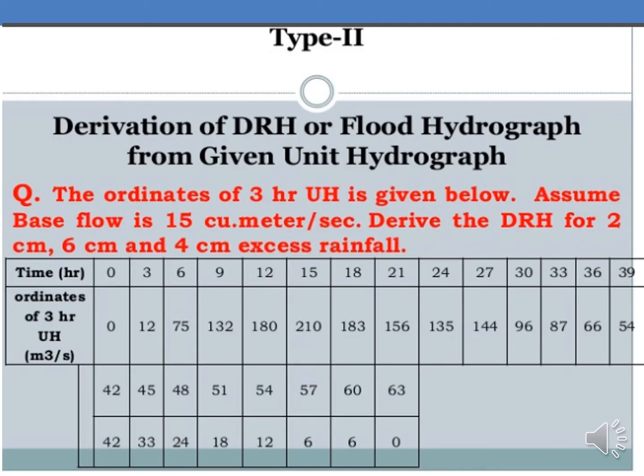Now type 2, derivation of DRH or flood hydrograph from given unit hydrograph. So this is the reverse of the first problem. Here the ordinate of unit hydrograph is given. You are asked to find out the flood hydrograph.